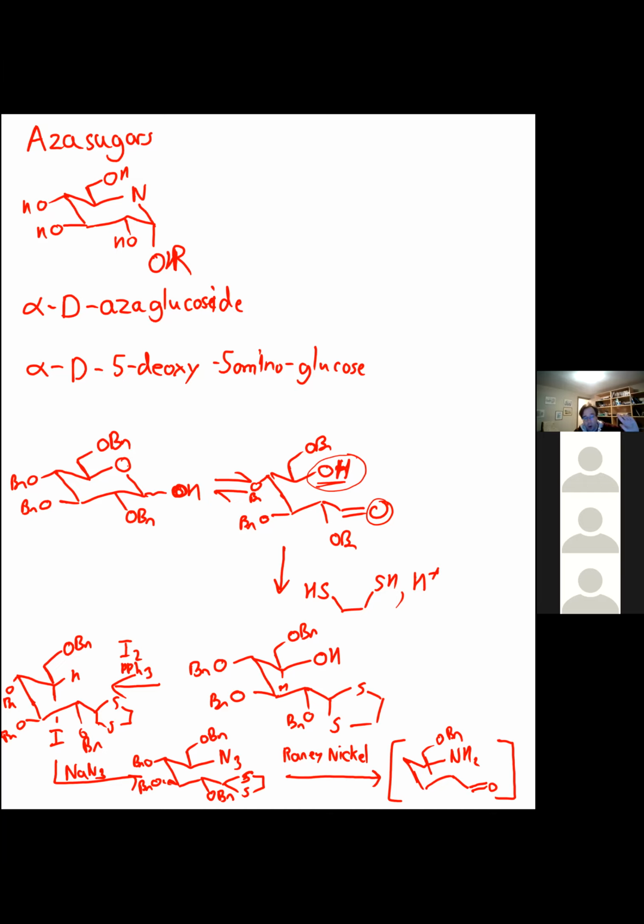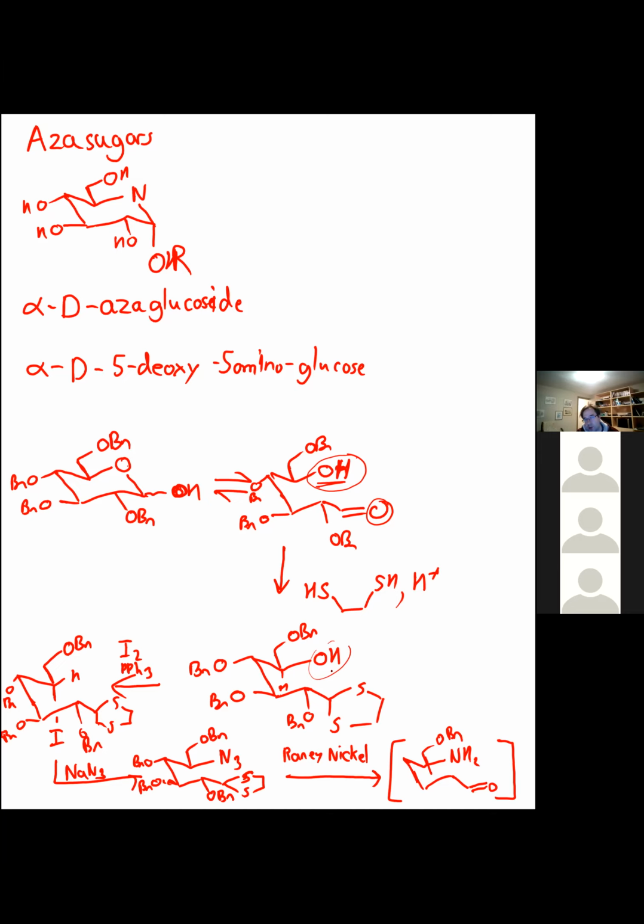So again, all we've done here is exactly how you think about this. You want to replace the C5 oxygen with a nitrogen. You protect everything else. You free up that OH, including this aldehyde. You protect that. You free up that OH. You want the same stereochemistry, and you want nitrogen there.